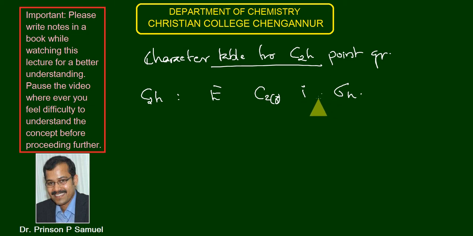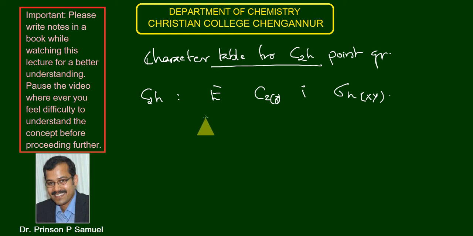And sigma h is the plane which is perpendicular to the principal axis, right? Here the principal axis is C2, the only axis here, and the plane is perpendicular to C2. Therefore the plane of this sigma h is the xy plane. So this is what we have to understand about the C2h point group at first.